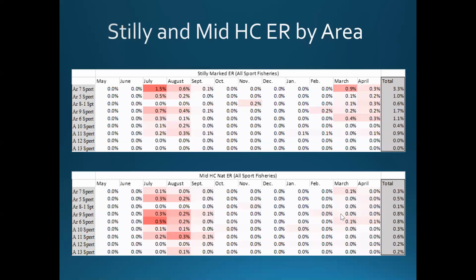For Mid-Hood Canal, one thing that's interesting to note is that while the impacts are structured more across the board, I would note that more of the impacts are occurring in the summer relative to the winter, whereas for Stillaguamish marked, you get a mix of impacts occurring in both the summer and the winter.